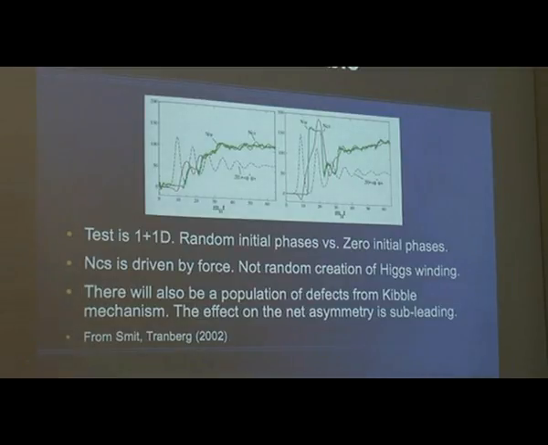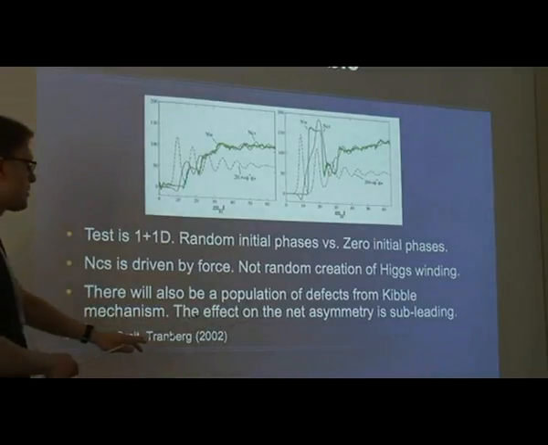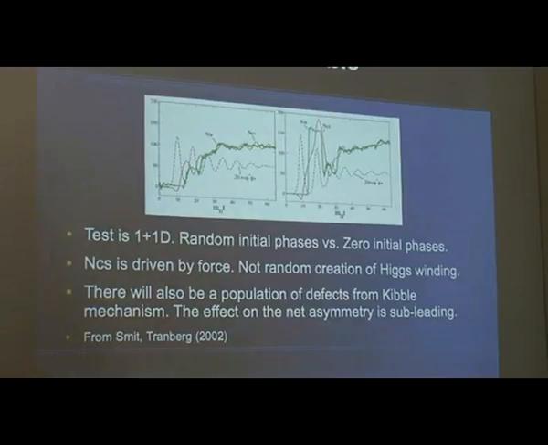Okay, so by the way, of course there will be a population of defects. It's just that they may have this asymmetry, but it seems that it's not what wins here, at least.